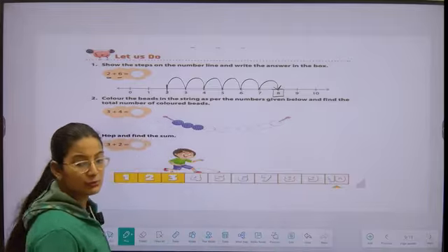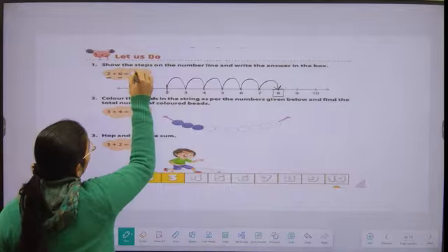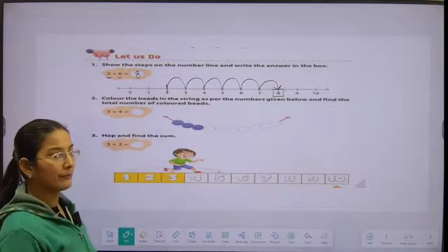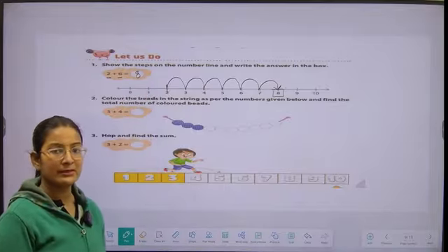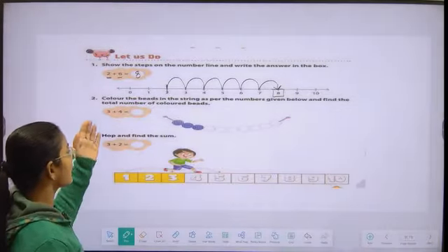So what do we have to do? We have to write the 8 in the blank space. Everyone should write 8. Everyone did this? Very good, students. Let's move to the second question.